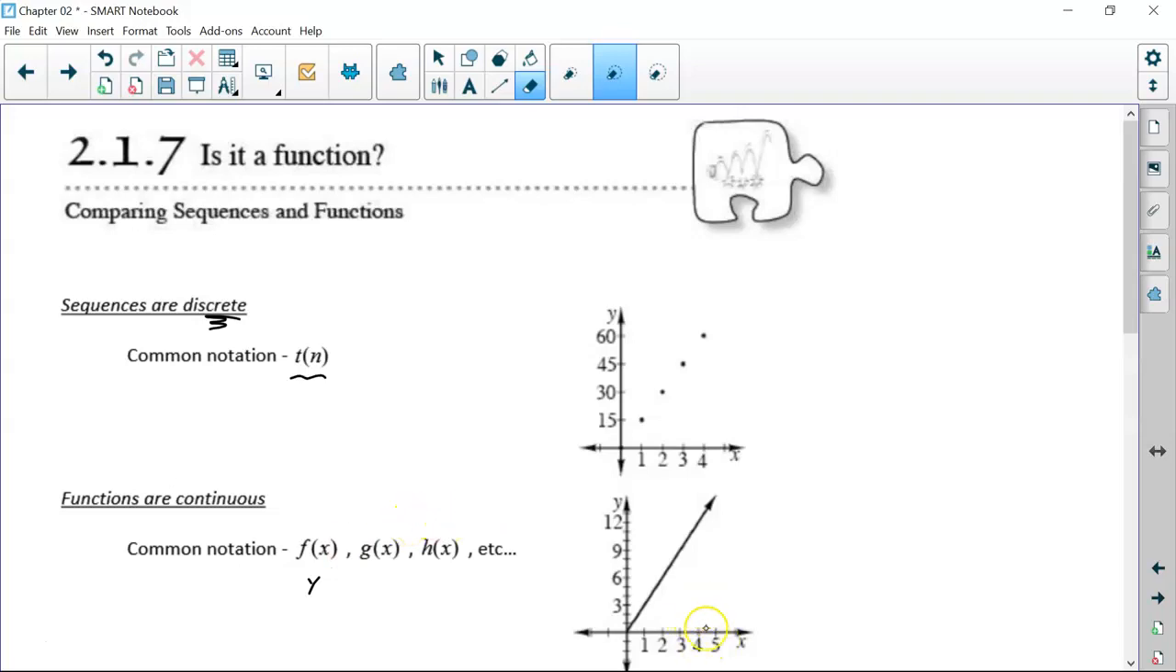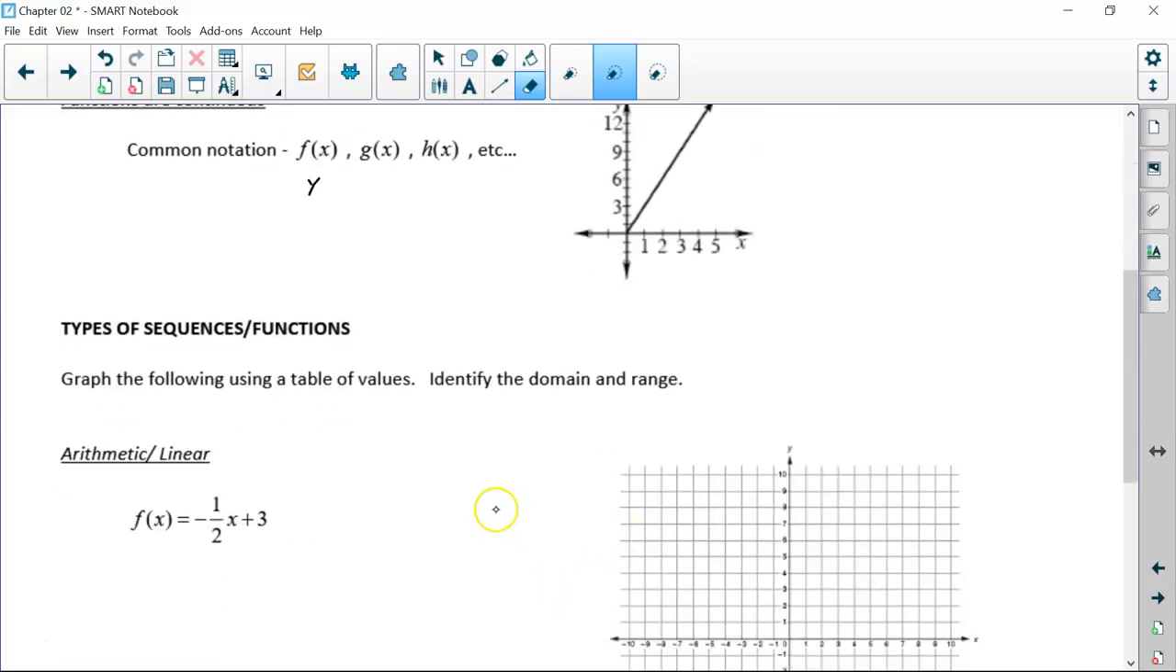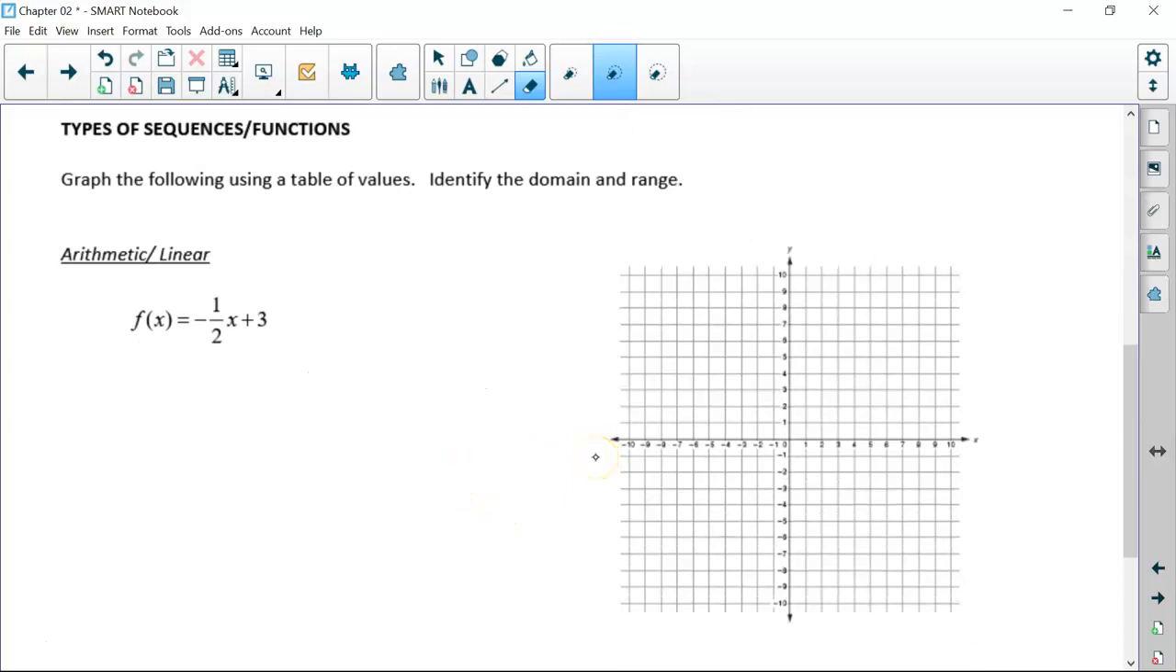Now we have different types of sequences and functions. We're going to graph the following using a table of values, so identifying also the domain and range. This one is arithmetic, linear. Now for linear, let's kind of treat that as a y. But our slope is -1/2, and our y-intercept is at 0, 3.